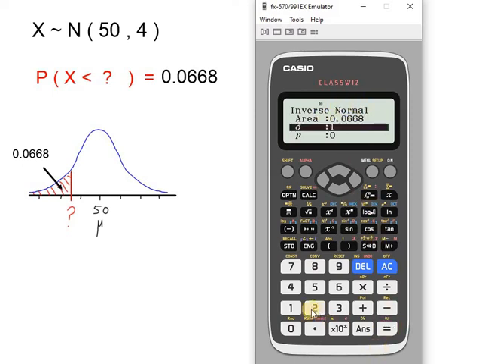The standard deviation, the square root of our variance. I can put in 2, but just to demonstrate, you can put in the square root of a variance in here. And the calculator will work out your standard deviation for you. And the mean is 50. And we get 47.0 to 3 significant figures. So we've just worked out this value here.